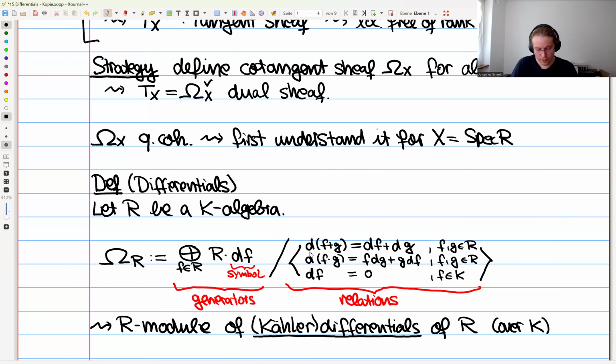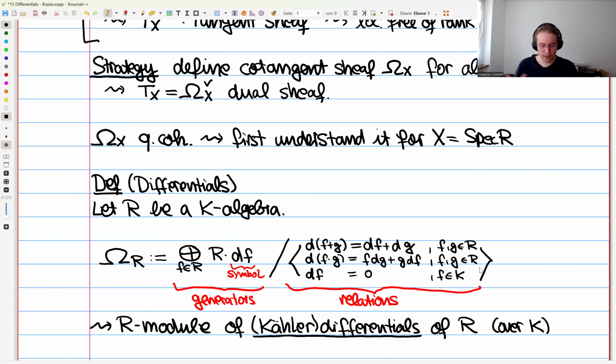Namely, the differential of a sum of functions should be the sum of the corresponding differentials. And so this formal symbol here, d(f+g), should be the same as the sum of these formal symbols here, for all f, g, and r. Then the differential also satisfies a product rule, which is also called the Leibniz rule. Namely, d(fg) should be f dg plus g df. This is the product rule that you also know for taking differentials of functions, again for f, g, and r. And then finally, we know that constant functions should have zero differential.